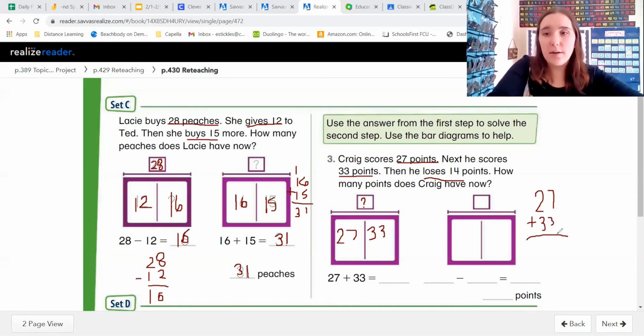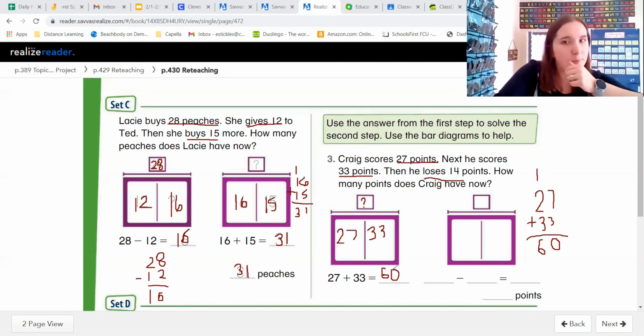Seven plus 3 is 10, 0 in the ones, and regroup my 1 ten up here. And then I have 2 plus 3 plus 1 ten, and that is 6. So that is 60. So 27 plus 33 would mean 60 points. Now let's go read the rest of the problem.